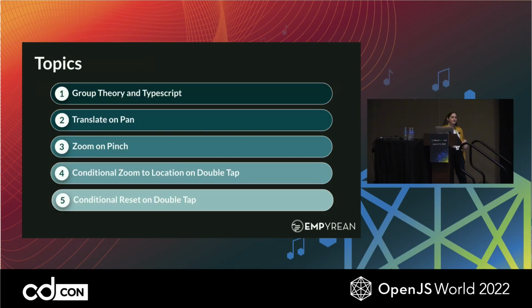So our topics, we're going to start with what is monoids, and specifically group theory, the field that monoids come from. And then we're going to talk about how we can represent monoids in Typescript. And then from there, we're going to talk about translating on pan or dragging with your finger, zooming on pinch, and, sorry, the last one is just the double tap. We're just going to talk about resetting on double tap.